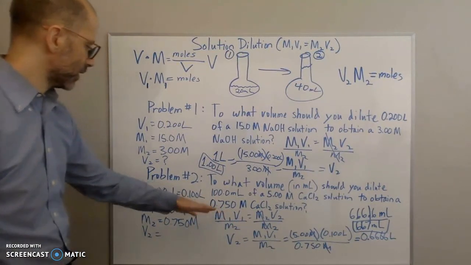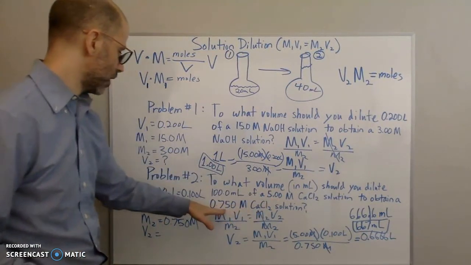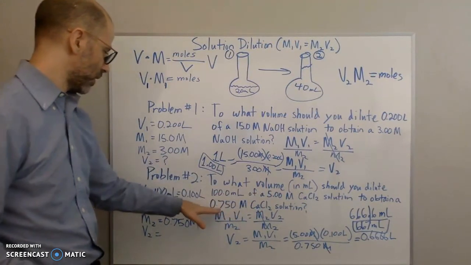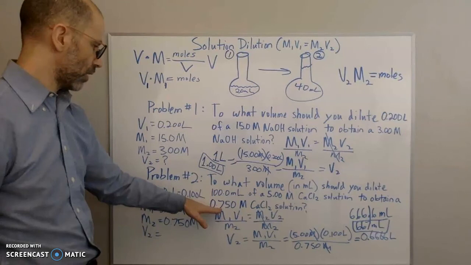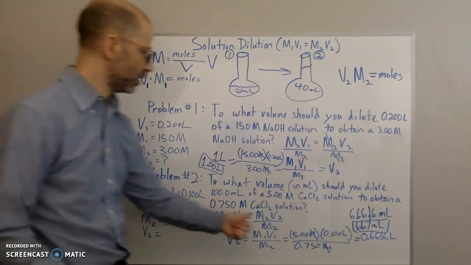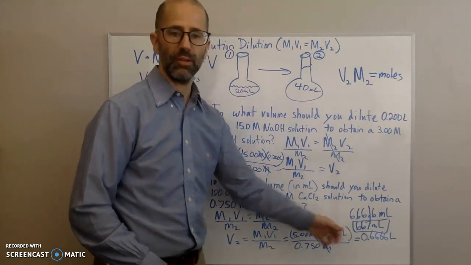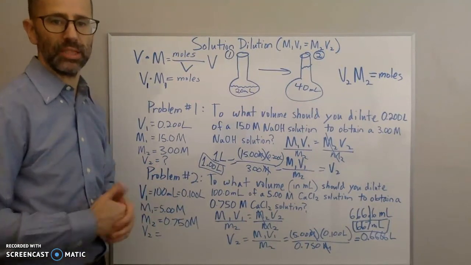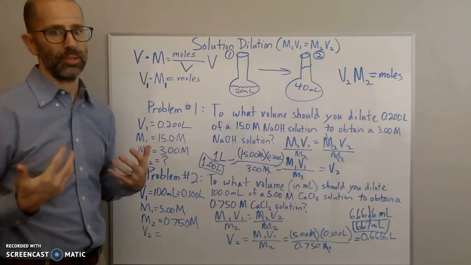And again, you can check to see, so we're going from 5 to 0.75, right? So we're decreasing by a bit, and then you would expect the volume to increase. So we're going from 100 to 667. So it definitely increased by a bit. So that's the direction you would expect. So we probably did this right. I hope I did this right.